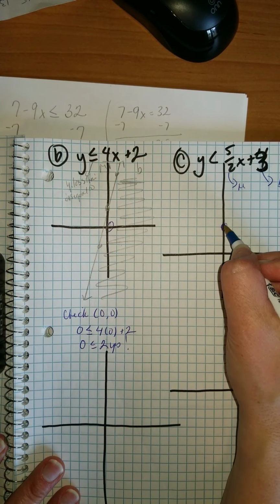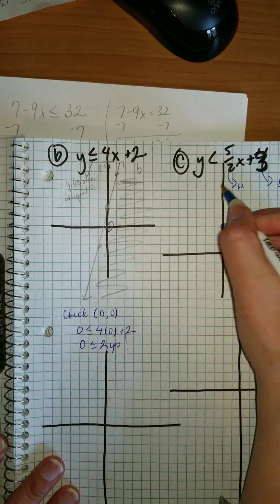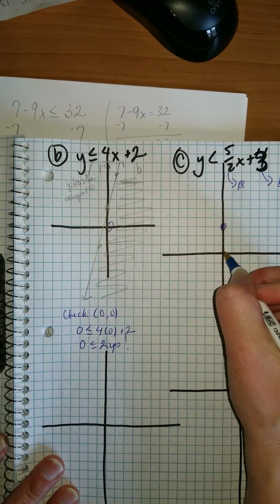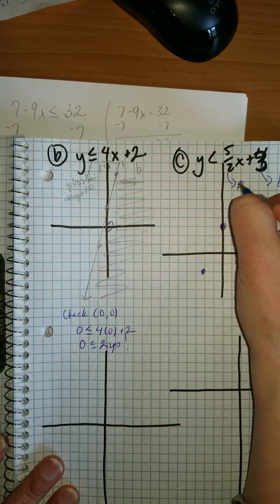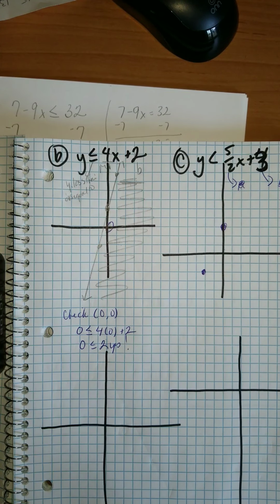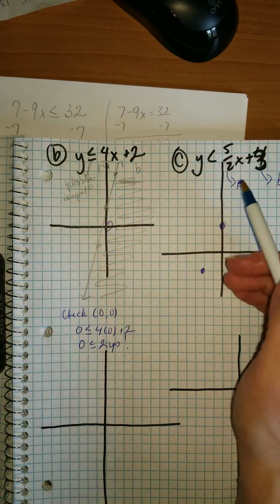So from here, I'm going to go up 5: 1, 2, 3, 4, 5, to the right 2. Or I can go down 5 and to the left 2. Okay, so those are my points. My next question is solid or dashed? It's dashed. Why? Because it's not equal to.